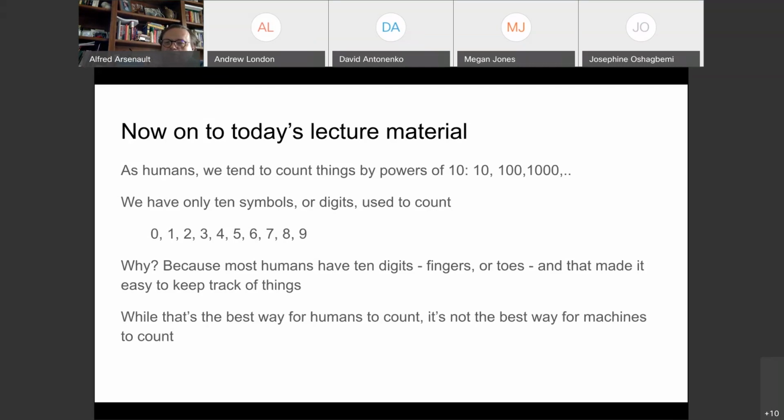And that's why this is called the base 10 or decimal system for counting. We have these 10 symbols, which we call digits, that are used to count: 0, 1, 2, 3, 4, 5, 6, 7, 8, and 9. Every number that can be represented in the human decimal system can be represented using only these 10 digits, 0 through 9, in some combination, with some commas or decimal points thrown in. But those are the only digits. It turns out that while that's the best way for humans to count, it is not the best way for machines to count.